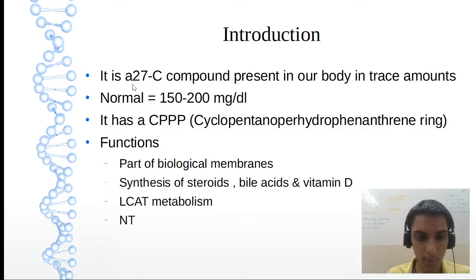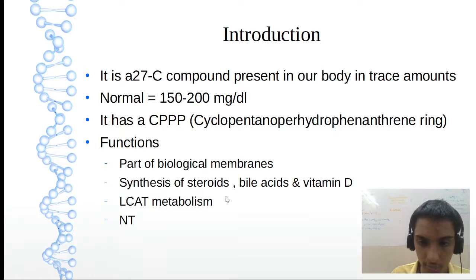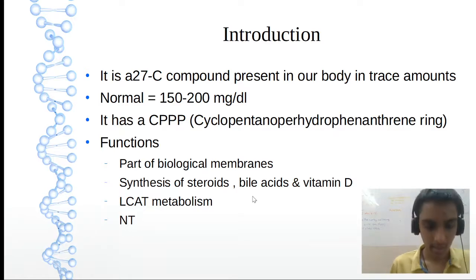What is the important ring? C triple P ring, cyclopentanoperhydrophenanthrene ring. What are the functions of cholesterol? These are the part of biological membranes and the synthesis, which we will see in the future slides. The synthesis of steroid hormones, bile acids, vitamin D. Then we will see LCAT metabolism and also neurotransmitter.